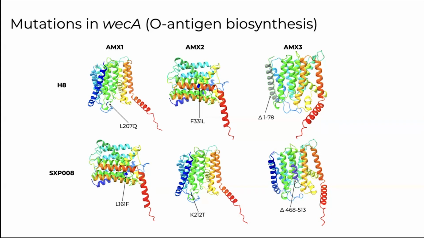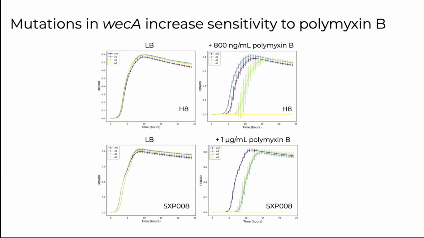Now, because WEC-A is the first step in O antigen biosynthesis, I thought perhaps this might affect, this is through the membrane, this might affect how these strains respond to antimicrobials that target the membrane. And so we've grown these strains and the ancestral strain in the presence and absence of polymyxin B. In the 2 plots on the left-hand side, these are the ancestral strains in purple, and then the other 3 colours show the evolved strains.